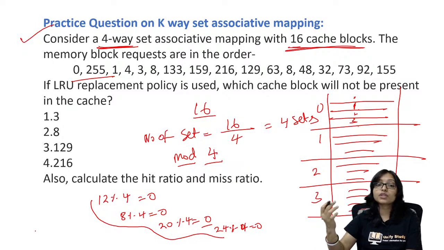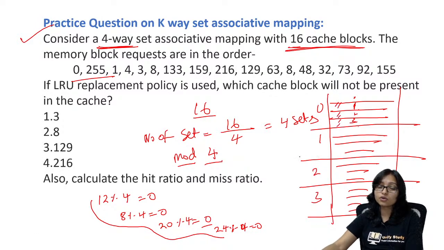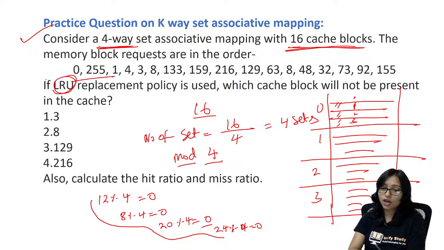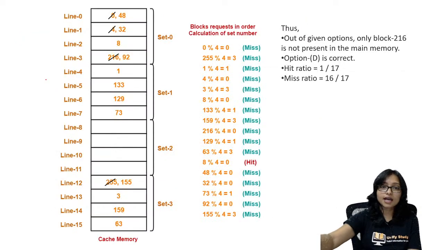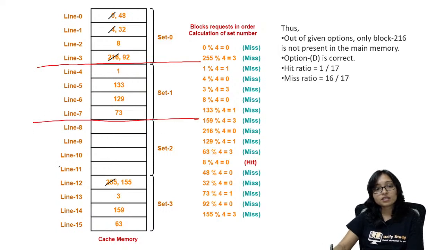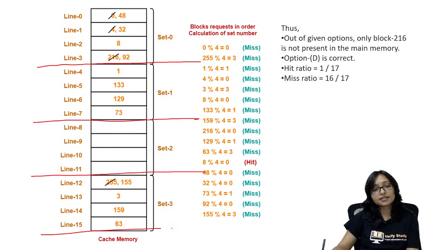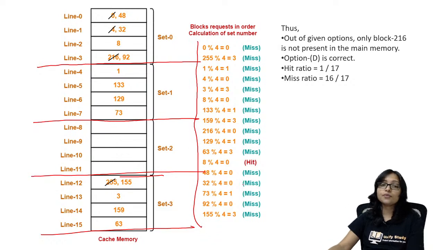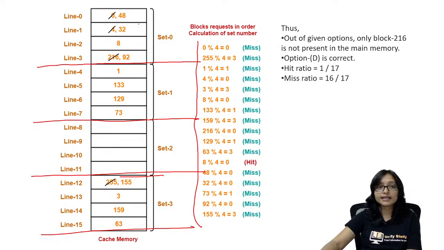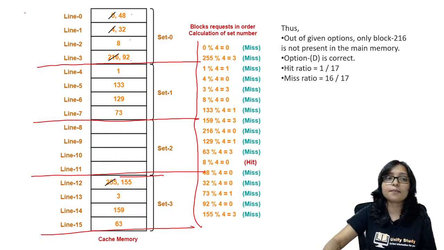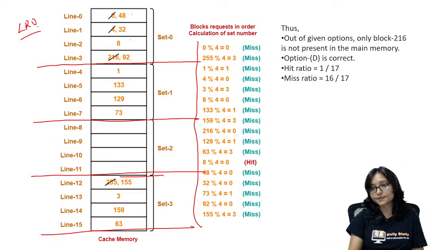After that, when there are more than 4, the 4 are already occupied. Now I will replace with the LRU replacement algorithm. Got it? So here is the answer, you can see. Here you will divide the line numbers into sets. This is set 0, this is set 1, this is set 2 and this is set 3. And you will do it in this way, we will do the mod operation and we will get the answer. Got it? At a time we are placing 4. After that, when it is already full, then we will apply the LRU operation.